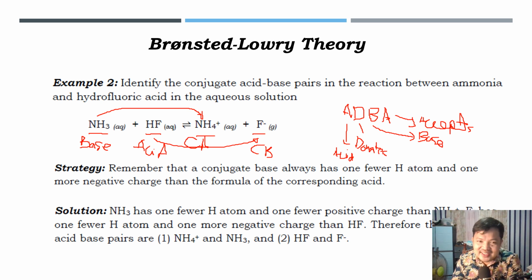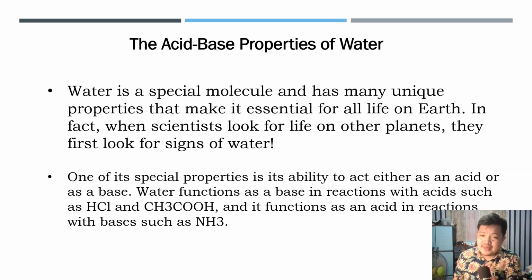Sige, answer reveal. Tingnan natin sa answer reveal. Okay, sabi dito, NH3 has one fewer H atom and one fewer positive charge than NH4. Therefore, the acid-base pairs are NH4 and NH3, and HF and F. Okay, tama naman yung pair na na-identify natin. So we have a different set of activity for the previous topic.